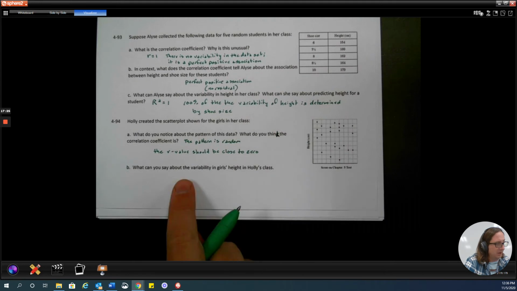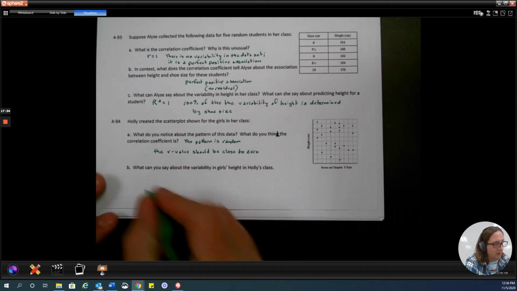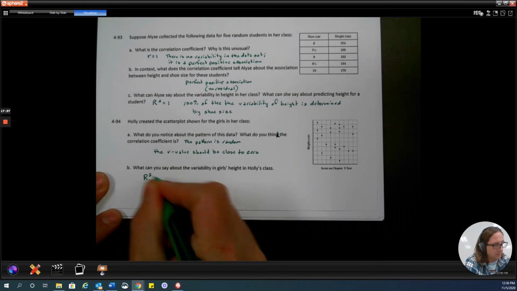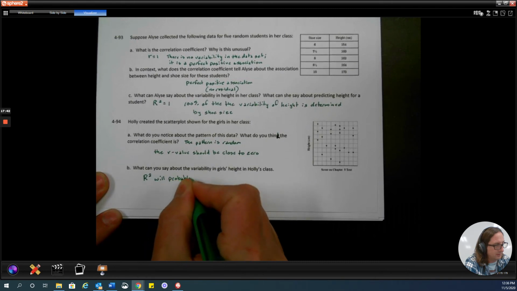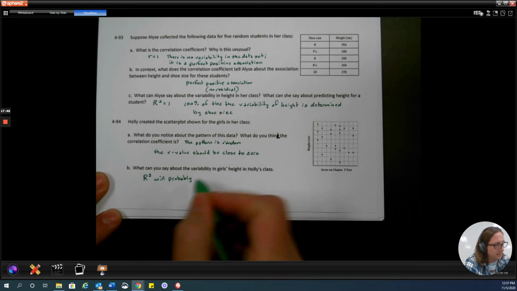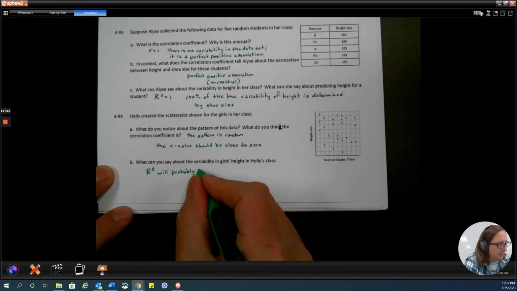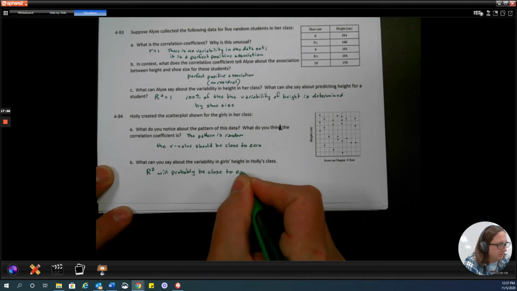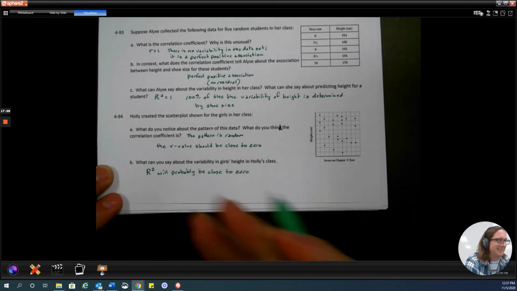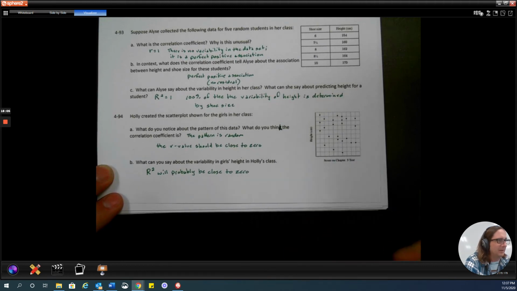What can you say about the variability of the girls' heights in Holly's class? Well, we can probably say since the R value is close to 0, the R squared value will probably also be 0. Probably. I always find probably hard to spell. I don't know why. Will probably be close to 0. Which means that almost 0% of people's heights is being determined by the Chapter 5 test score.